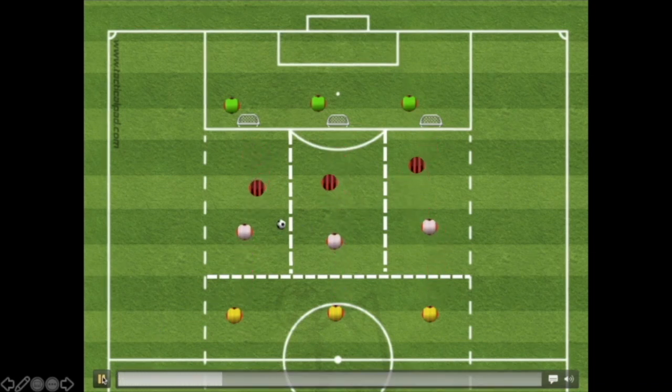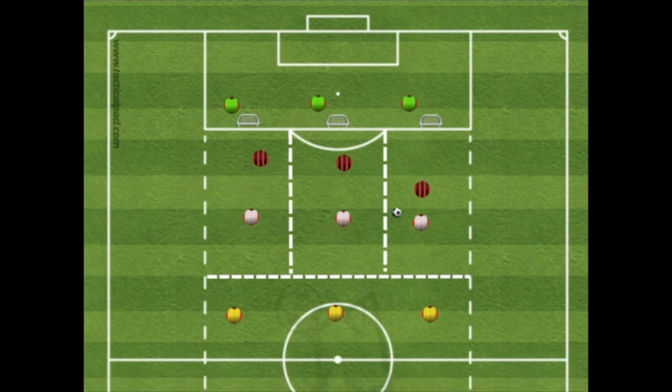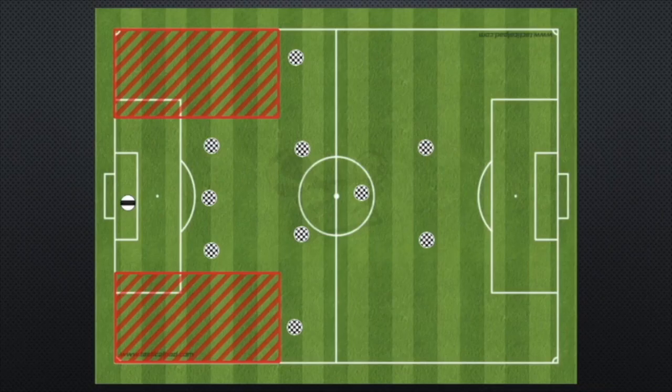So as this game would be going on, if the red team win the ball, they could either clear the ball or look to dribble over this end line here. And as that happens, the game would just reset with the yellow team coming on as the attackers and the green team coming on as the new set of defenders, and that would just continue throughout the activity.